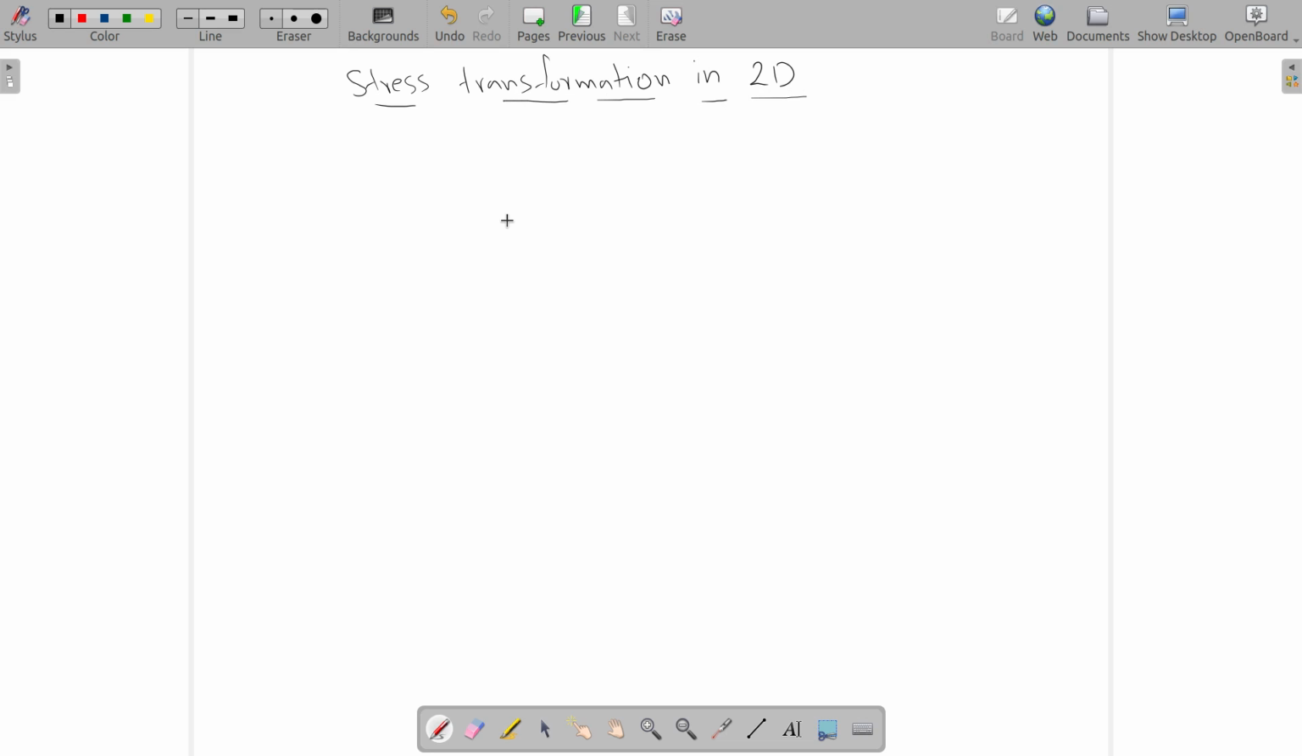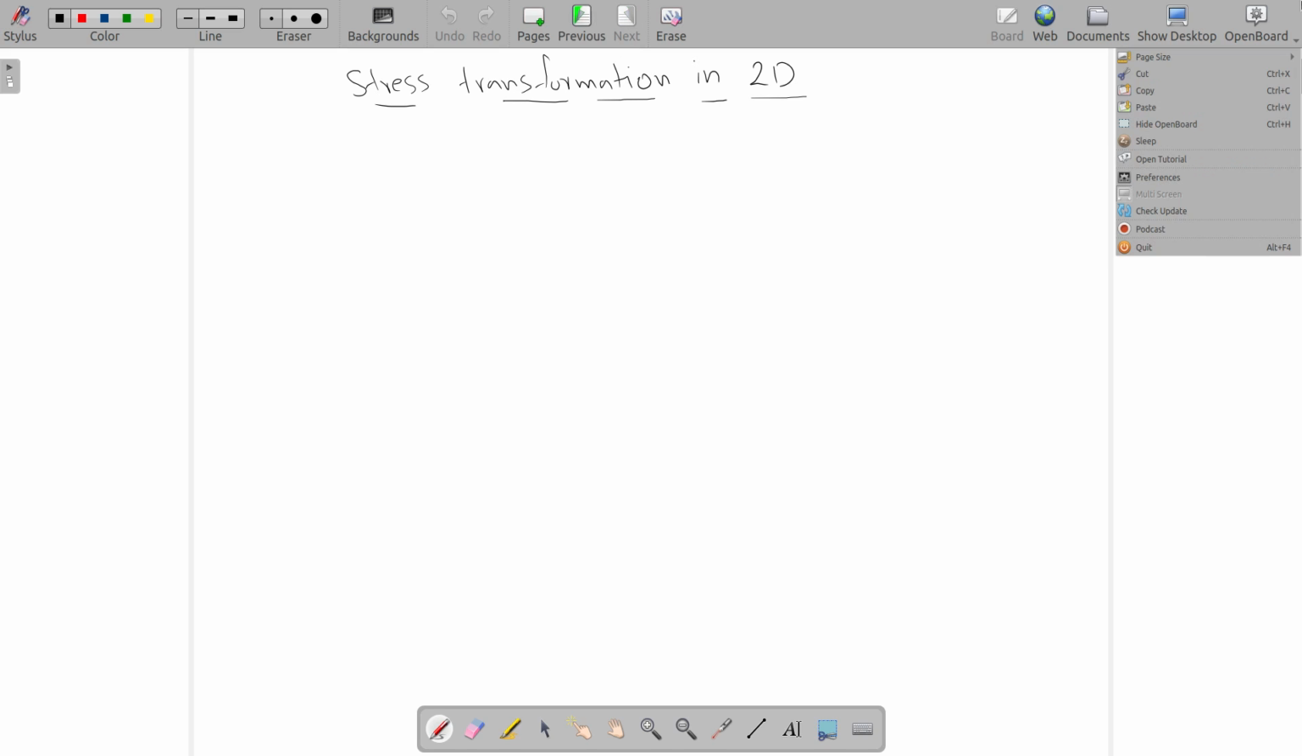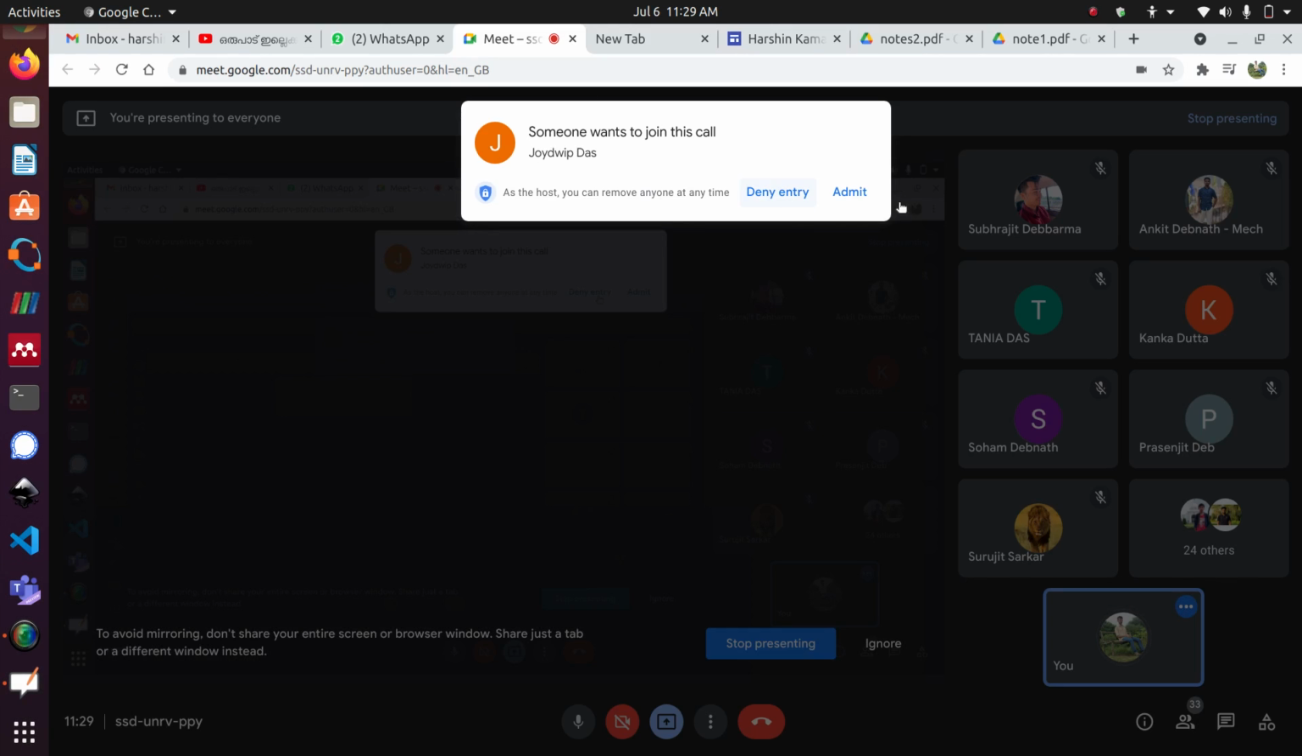Now let's come up with the general equation for stress transformation. So this is similar to what we just did here. Instead of using actual values, we will use variables, and we'll try to find out what will be sigma and tau for a plane which makes an arbitrary angle theta with the vertical or horizontal, whichever is convenient.